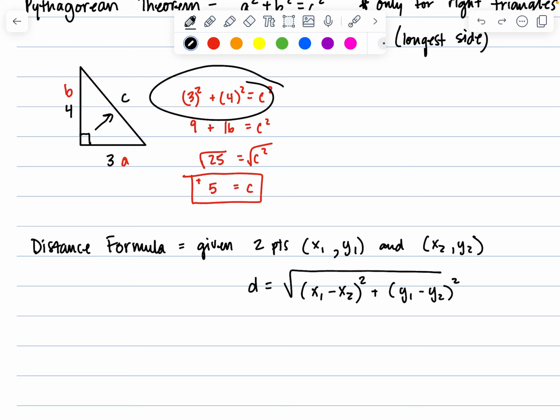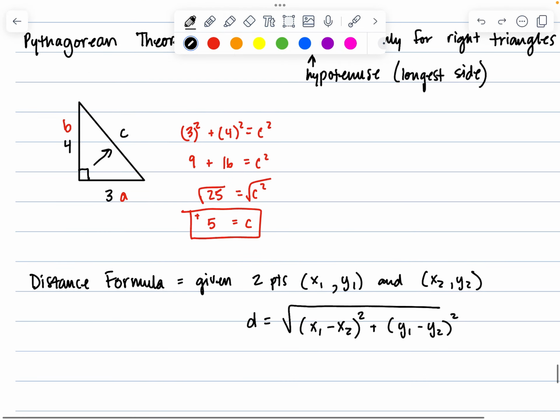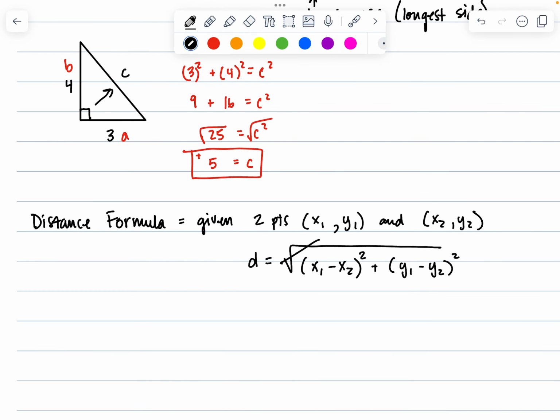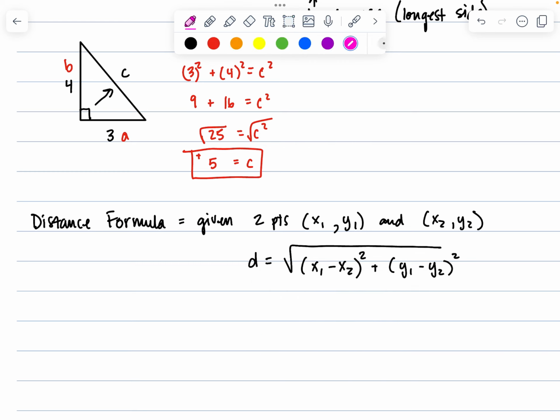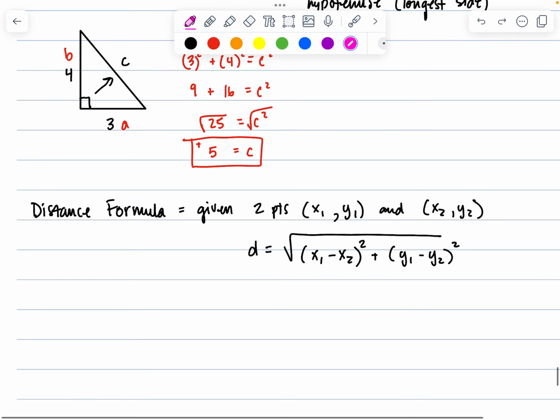How does this look like the Pythagorean theorem, or the one that we have above? Well, if I, for instance, got rid of the square root by squaring both sides, it would look like this. d squared is equal to x1 minus x2, squared, plus y1 minus y2, squared. And doesn't this resemble c squared equals a squared plus b squared? All of this is a, all of this is b. So they are very much related to each other. If you remember the Pythagorean theorem, you should be able to piece this together as well, okay? All right.